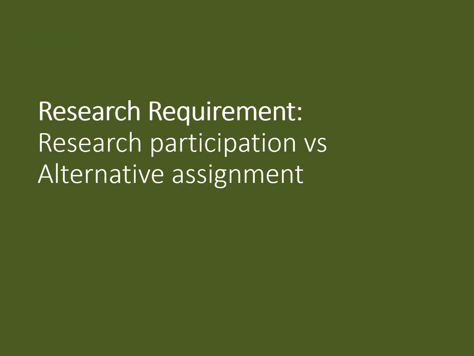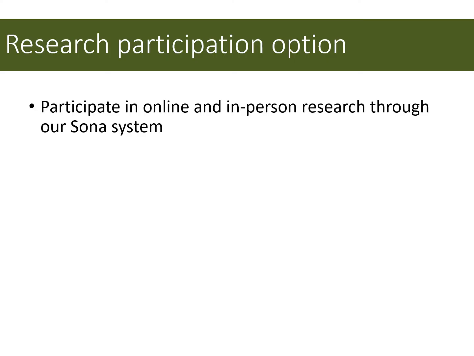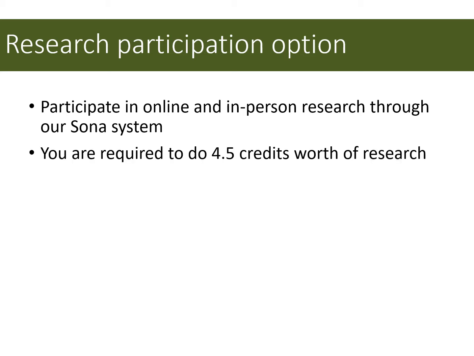In this first portion, we're going to talk about whether you want to do research participation, or if you don't, the alternative assignment. If you choose to do research participation for credit, you can participate in online or in-person research through our SONA system. By participating for credit through SONA, you're required to do 4.5 credits worth of research, which is 4.5 hours of your time.